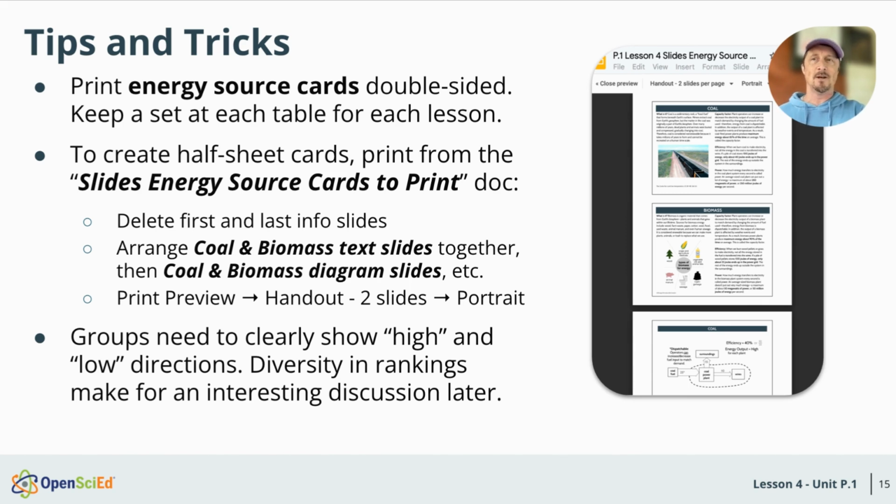I find the easiest way to do this is to open the slides, energy source cards to print. This is a slides document. And then you delete the first and the last info slides and rearrange the slides together in pairs of 2. So first the text sides are arranged together, and then the energy diagram sides are arranged together. When we print these, we go to print preview, hand out 2 slides, and then we print them using portrait mode. And then we just cut them in half. This is how I like to do it.